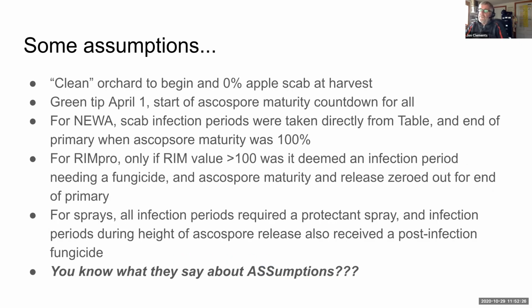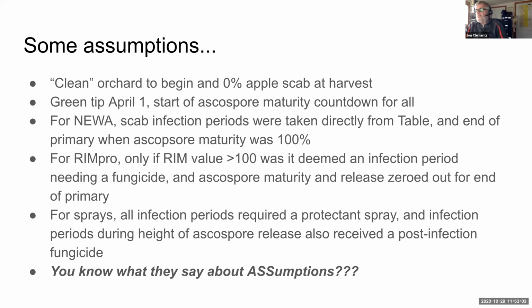Now I made some assumptions to begin with. One, we had a clean apple orchard at the beginning of the season, meaning there was virtually no apple scab at harvest last year. Green tip for all the DSS models started April 1st. That was the start of ascospore maturity countdown for all. For NEWA, scab infection periods were taken directly from the NEWA apple scab infection period table, and ended when primary ascospore maturity was 100%.